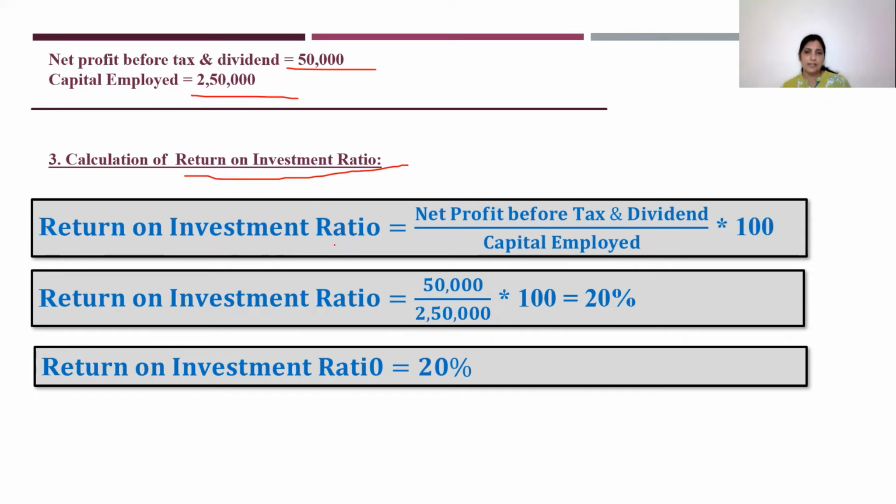So now we'll calculate return on investment ratio. ROI is equal to net profit before tax and dividend divided by capital employed into 100. Net profit before tax and dividend is 50,000, and capital employed is 2,50,000, into 100. So find this out. You will get this as 20%. Check out and tell me whether you have got 20% or not. Yes, ma'am.